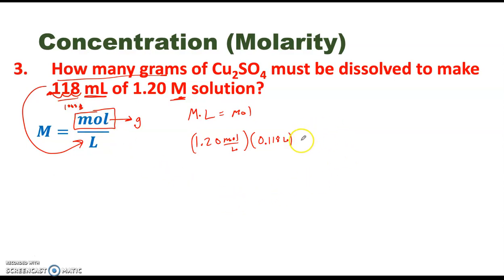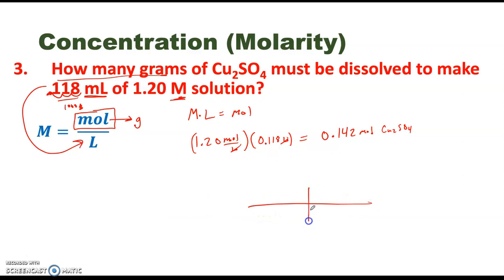Divide by 1,000. So now if I type this in, 1.2 times 0.118 equals, and I'm not going to round to sig figs yet. Well, actually, let's round here. 0.142, and that's moles. The reason it's moles is because my liters cancels out. So I know that I have 0.142 moles of Cu2SO4.